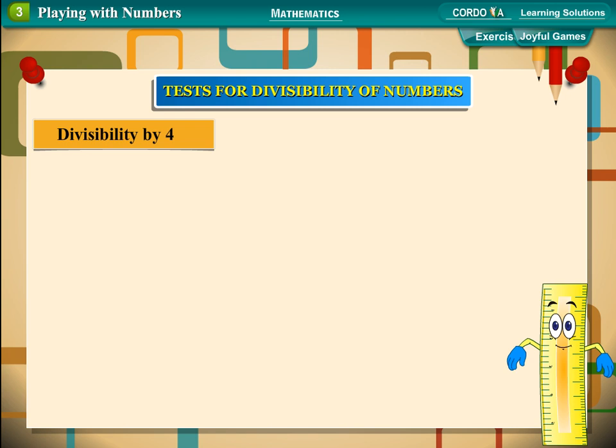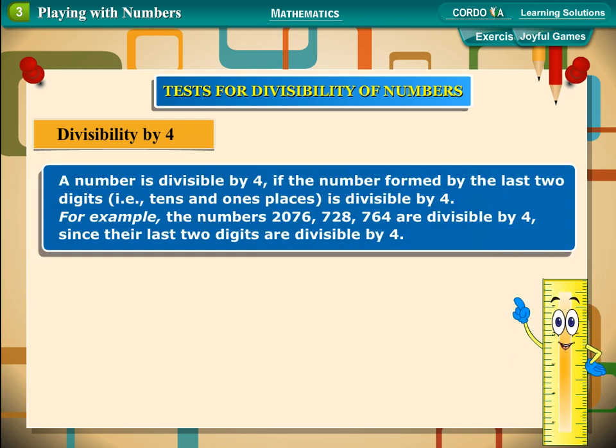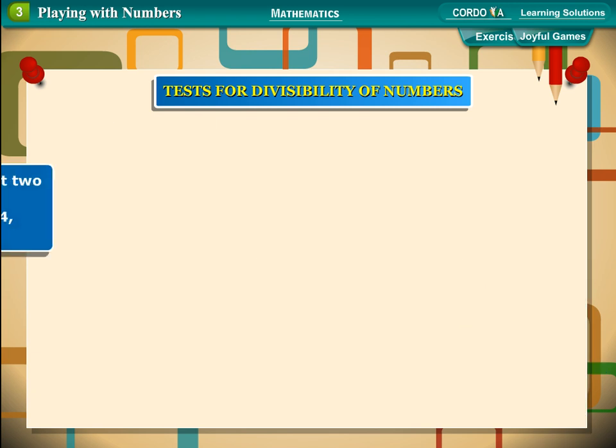Divisibility by 4. A number is divisible by 4 if the number formed by the last two digits, that is, tens and ones places, is divisible by 4. For example, the numbers 2076, 728, 764 are divisible by 4, since their last two digits are divisible by 4.